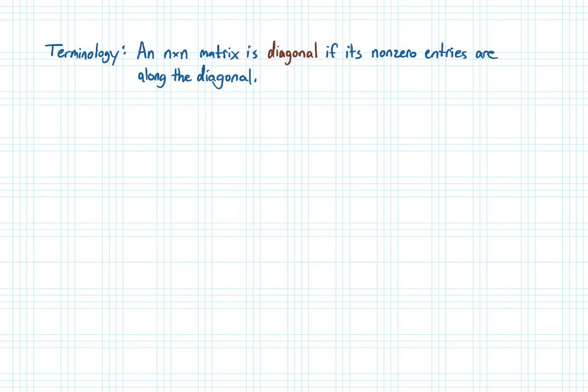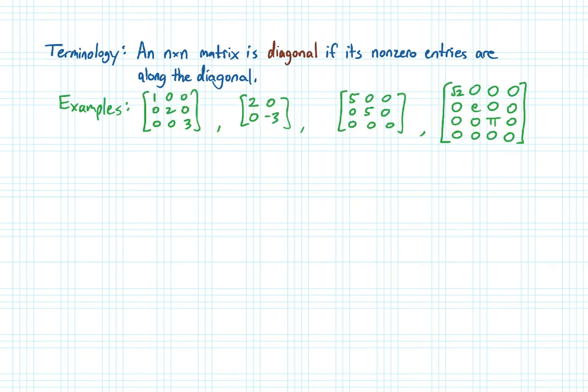Well, for this purpose, the simplest matrices are the ones that are diagonal. And what that means is that all of its non-zero entries are along the diagonal. So here are some examples of diagonal matrices. And note in particular that it's okay for there to be a zero on the diagonal. What's important is that the entries that are off the diagonal have to be zero.